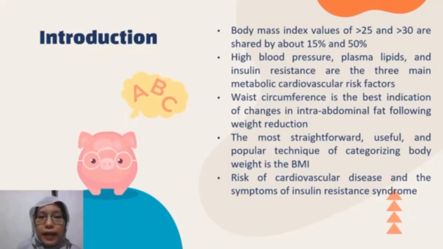Abdominal obesity has been linked to both an elevated risk of cardiovascular disease and the symptoms of insulin resistance syndrome. Assessment of abdominal visceral adipose tissue (AT) build-up is crucial, and it may be done using imaging methods including magnetic resonance imaging and computed tomography (CT). These methods have been beneficial for examining the geographical distribution of body fat.